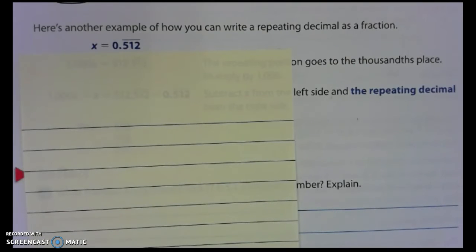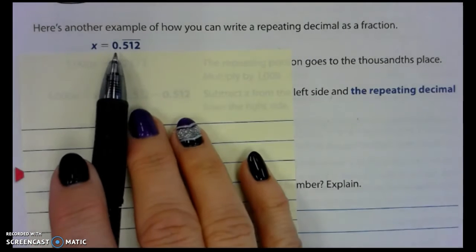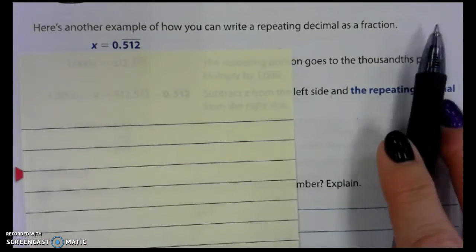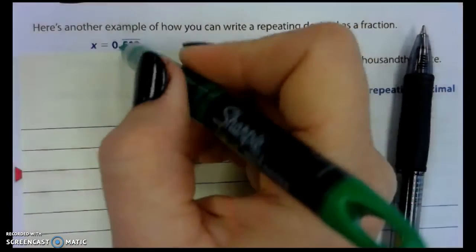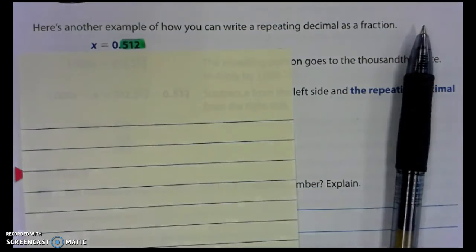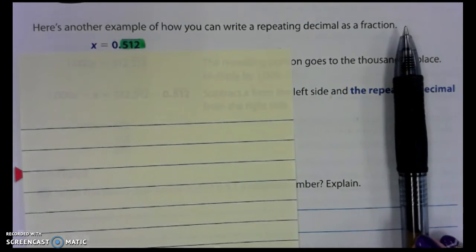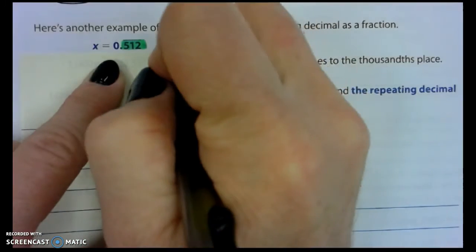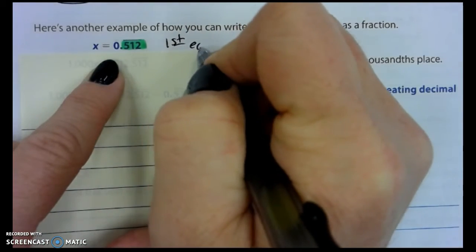All right, here's another example. This is x equals 0.512 repeating. The repeating portion is the 512. We want to get rid of the repeating part so we can write it as a fraction. Now they've already set it equal to x, so this is our first equation.